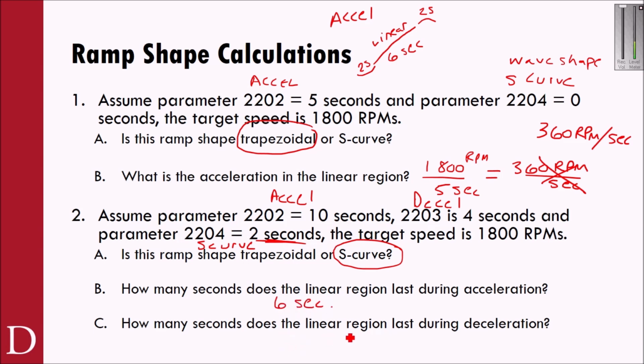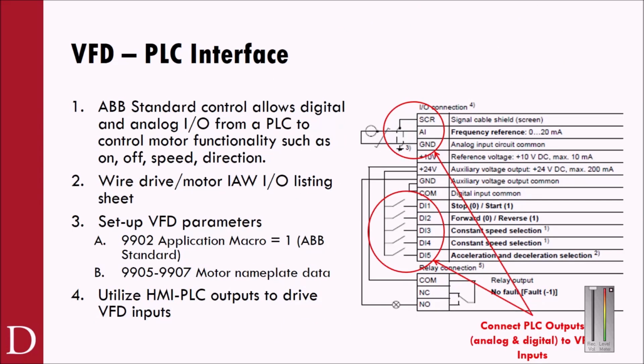How many seconds does the linear region last during deceleration? Well, deceleration is only 4 seconds. So I still am going to have my 2 seconds. Oops, I drew it the wrong way. 2 seconds. And I'm still going to have my 2 seconds here. But I only have a total of 4 seconds for deceleration. I actually should be drawing these backwards altogether. Decel should be going this way, right? But if I'm 2 and 2 for decel and I only have 4, the linear region is what? It's 0 seconds. Because 2 seconds and 2 seconds is my entire deceleration period. So the whole thing is going to be S-curved. There we go.